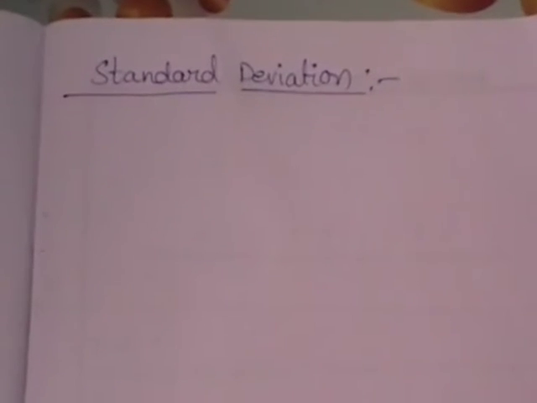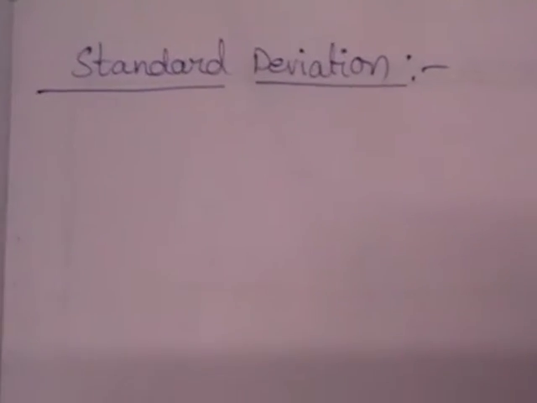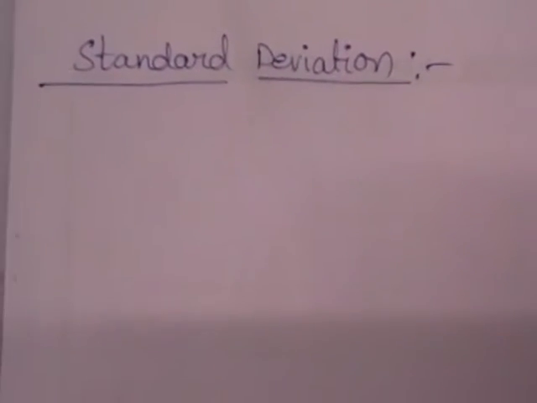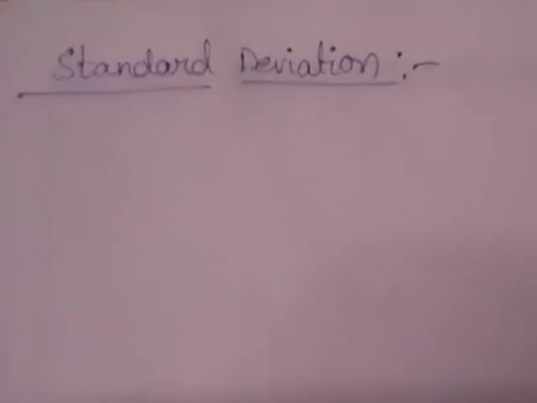We are discussing measures of dispersion. We have two types of measures of dispersion: absolute measures of dispersion and relative measures. We have already studied range and quartile deviation. Even though we have mean deviation in between, that's not so important, so I'm skipping to the fourth one, called standard deviation.